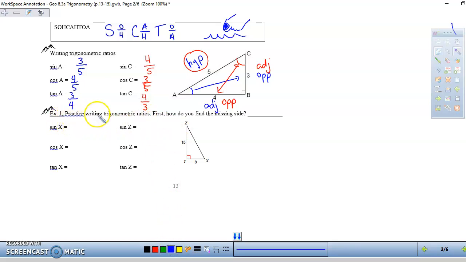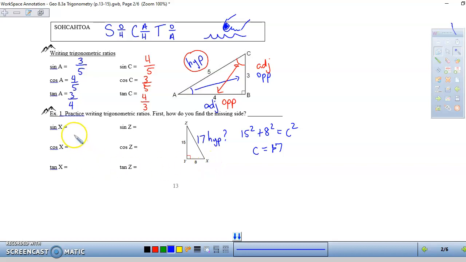Next example. So practice writing trigonometric ratios. First, how do you find the missing side? This is where the Pythagorean theorem comes in, because notice I only have two sides and I don't know the hypotenuse. But I can find it because I can do the Pythagorean theorem. So we're going to do that very quickly. All right, you can use a calculator, but to save time, I'm just going to tell you it is 17. Add those together, take the square root. It is 17.